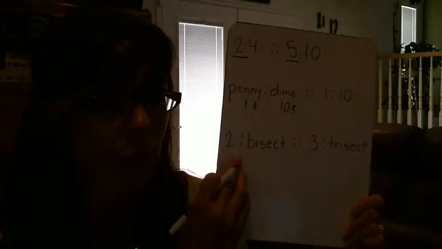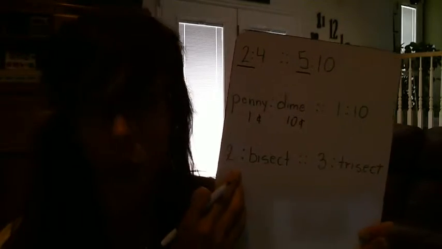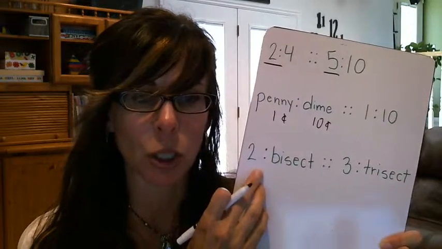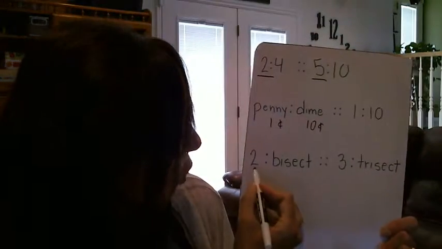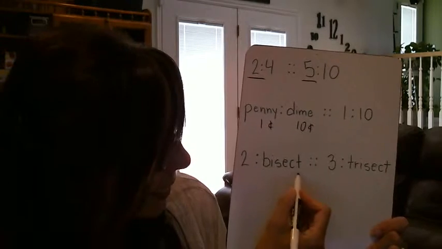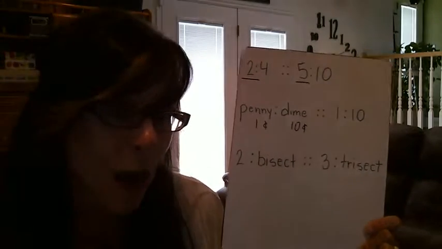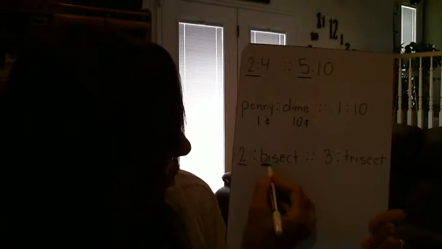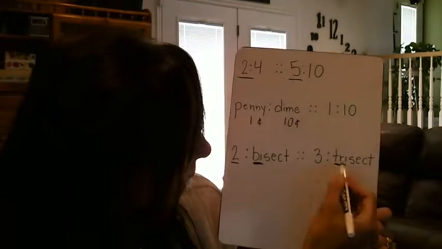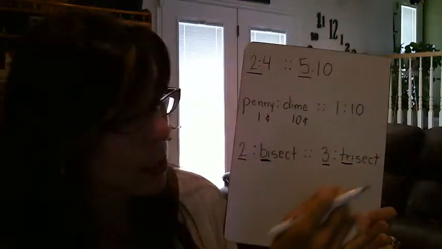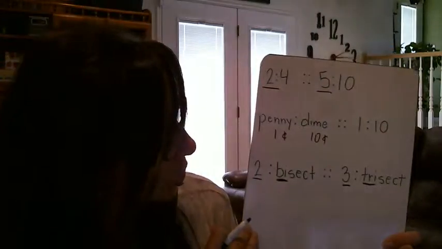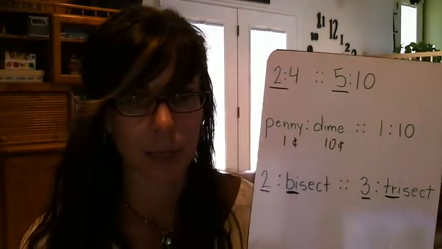And down below right here, we're using words, and that's what you'll see in the workbook. You're normally going to see words here in the workbook when we're dealing with analogy, not necessarily numbers. So 2 is to bisect as 3 is to trisect. So we know that bi means 2, and tri means 3, and so these two are related. There's a relationship between the two because 2 is to bisect as 3 is to trisect.